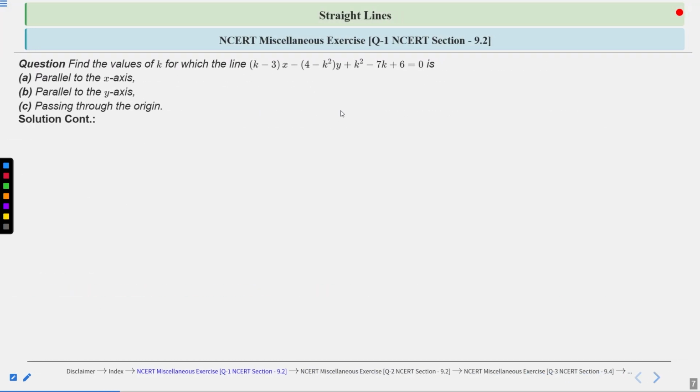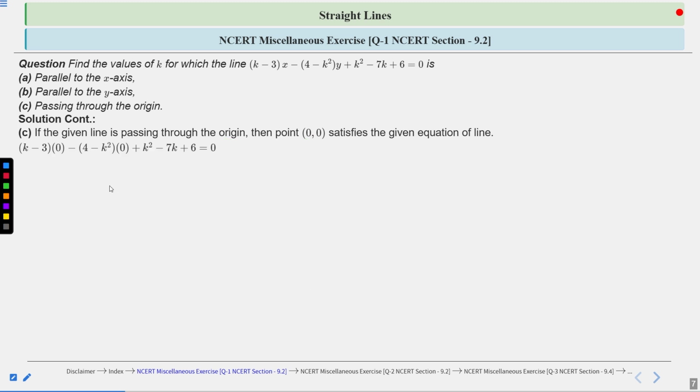Now see, if the given line is passing through the origin, what will be the value of k? If the given line passes through the origin, then the point 0 comma 0 satisfies the given equation of the line. As you know, the coordinates of the origin are 0 comma 0.